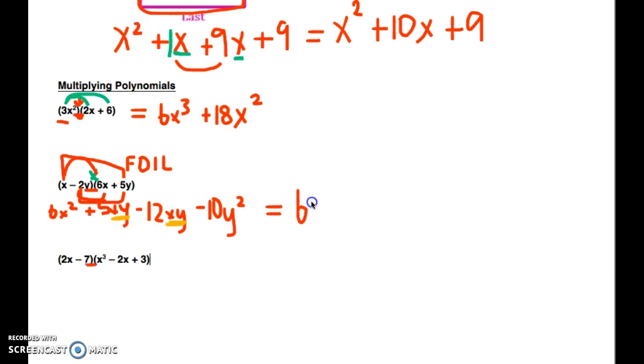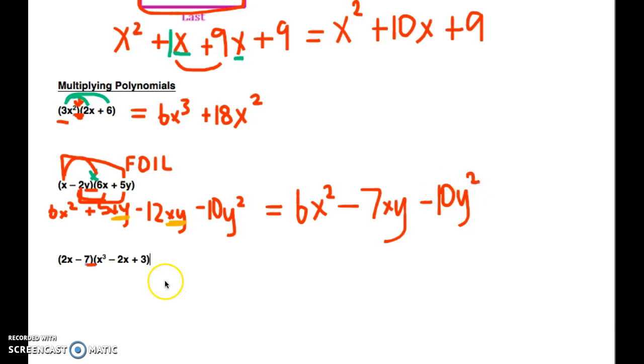So I have a 6x squared is my first term. I have a 5xy, take away 12xy is a negative 7xy. And then lastly, I have my negative 10y squared as my final term for this trinomial.